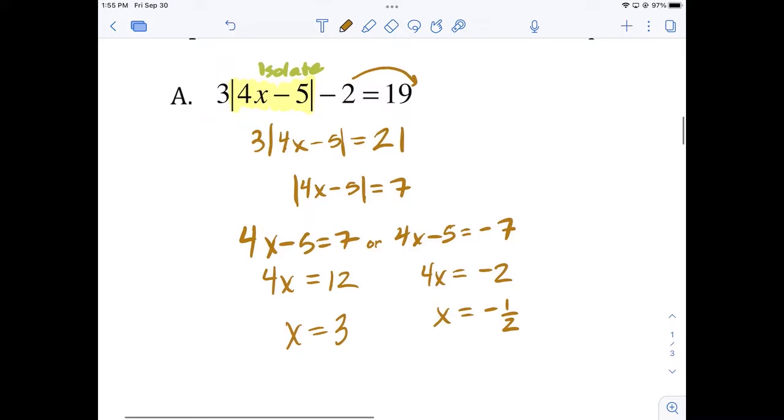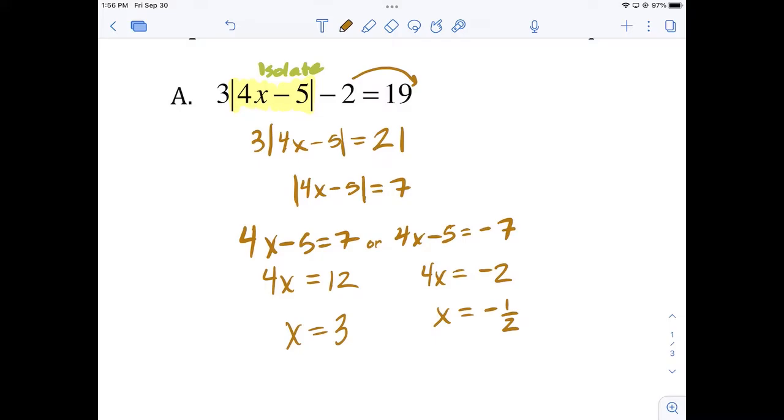Now, do they work? Let's try them out. Let's try out the 3. We're going to plug it way back into the very top. Plug in the 3. 4 times 3 is 12. 12 minus 5 is 7. The absolute value of 7 is 7, right? And then 7 times 3 is 21. 21, take away 2, 19. Man, I'm good. I should go on America's Got Talent and just put this up here.